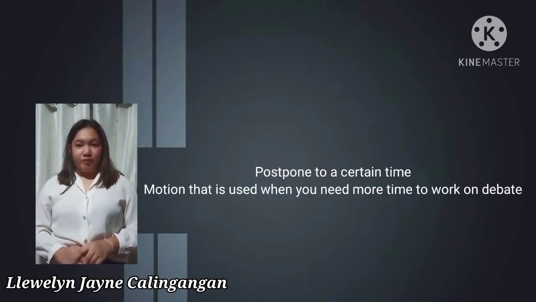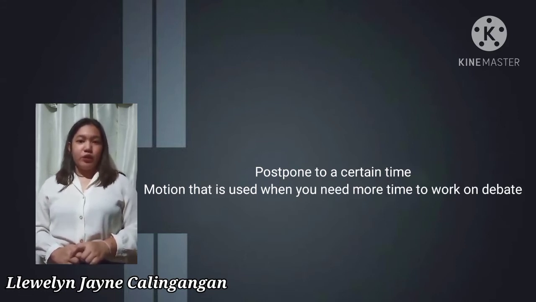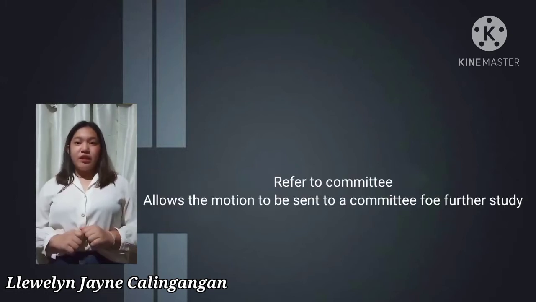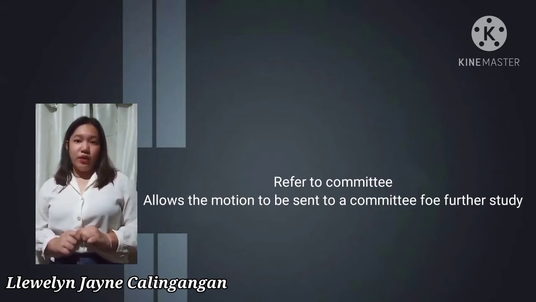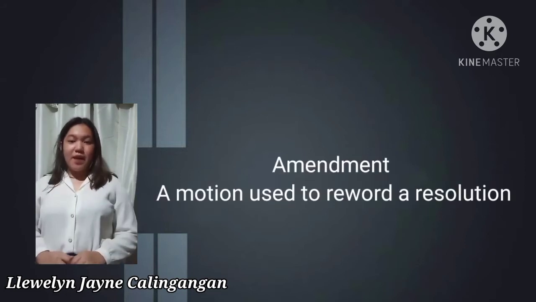Postpone to a certain time. This motion is used when you need a little more time to work on debate or to construct amendments to a resolution. This allows other business to go on in the meantime. It requires a second and a simple majority vote. It is necessary that you specify how long you want the issue postponed. Refer to committee. This motion has no true place in our business session because we don't have committees to which to refer unsolved issues.